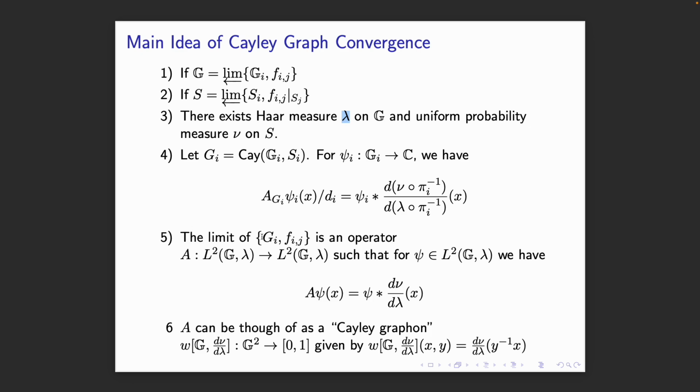And the limit of this sequence of graphs, because you can prove that it's a uniform tower, is going to be an operator on the L2 integrable functions of G with respect to lambda. In the same way, when you apply A to a function, you are convolving it with the density of nu with respect to lambda. So A can be thought of as what we call a Cayley graphon. This is a symmetric measurable function defined on pairs of elements in the group. For each pair, you're going to get a number between 0 and 1.